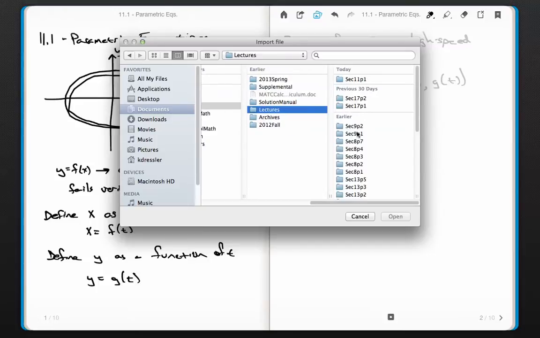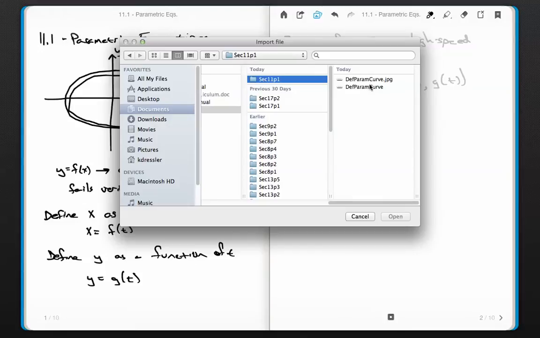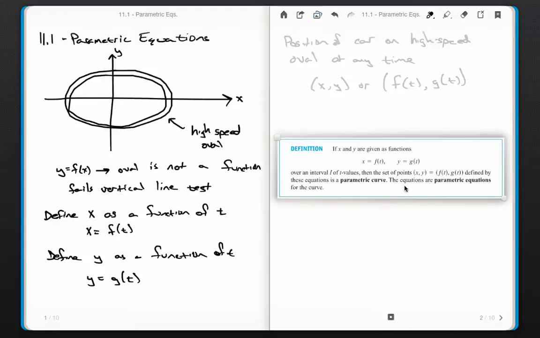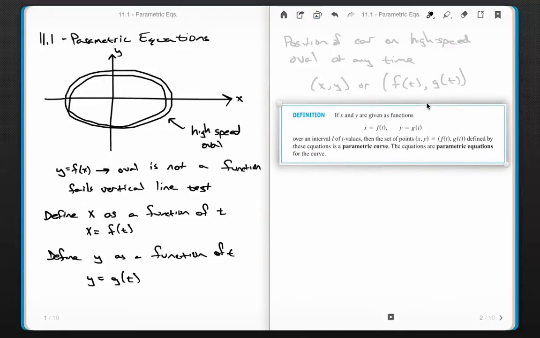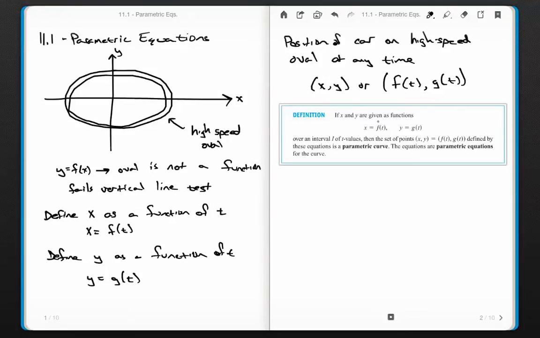Lecture 11.1. We're going to do a definition of a parametric curve. So here's the nice mathematical definition. If x and y are given as functions, x equals f of t, y equals g of t, over an interval I of t values, so we're going to specify that time can go between, you know, all positive numbers or just from 0 to 3 hours or something like that, then the set of points x, y equals f of t, g of t, defined by these equations is a parametric curve. The equations are parametric equations for the curve.